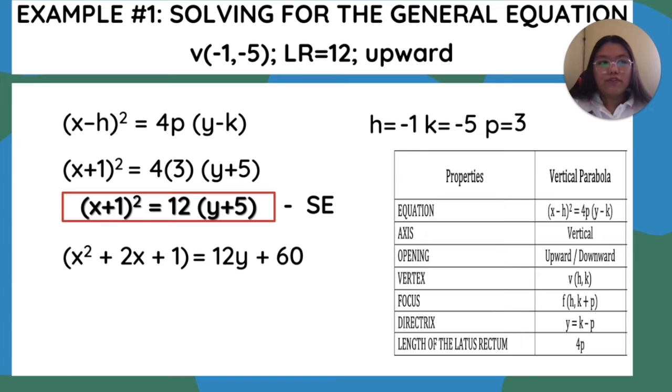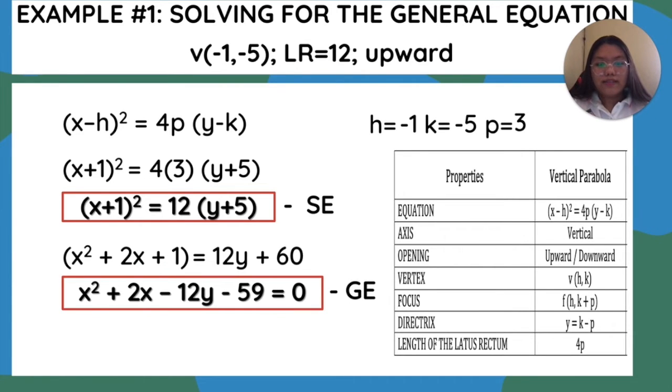Next, we need to move it to the left hand side, so this is our general equation: x squared plus 2x minus 12y minus 59 is equal to 0. How do we get the 59? The 60, when moved to the left hand side, will become -60. So 1 minus 60 will become -59.